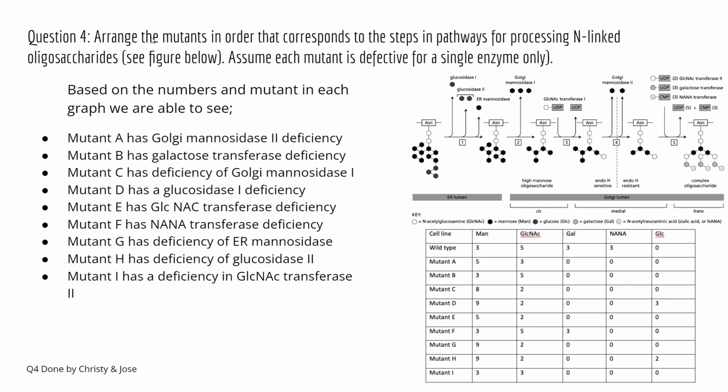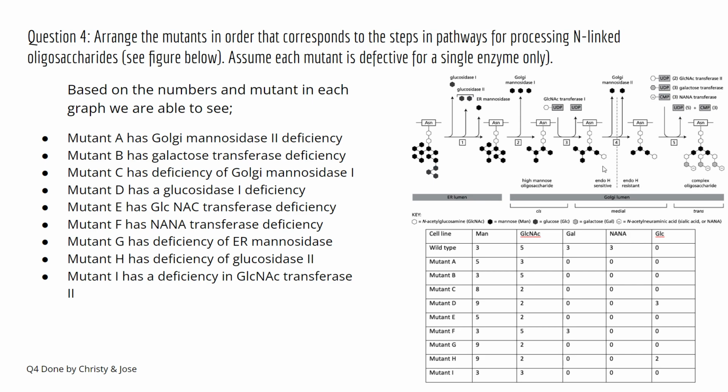Question 4 asks to arrange mutants in order that corresponds to the steps and pathways for processing N-linked oligosaccharides, and to assume each mutant is defective for a single enzyme only. In order to manufacture an oligosaccharide, it has to go through multiple steps, and each step is affected by different enzymes. We are looking to see where the deficiency is for a specific enzyme.